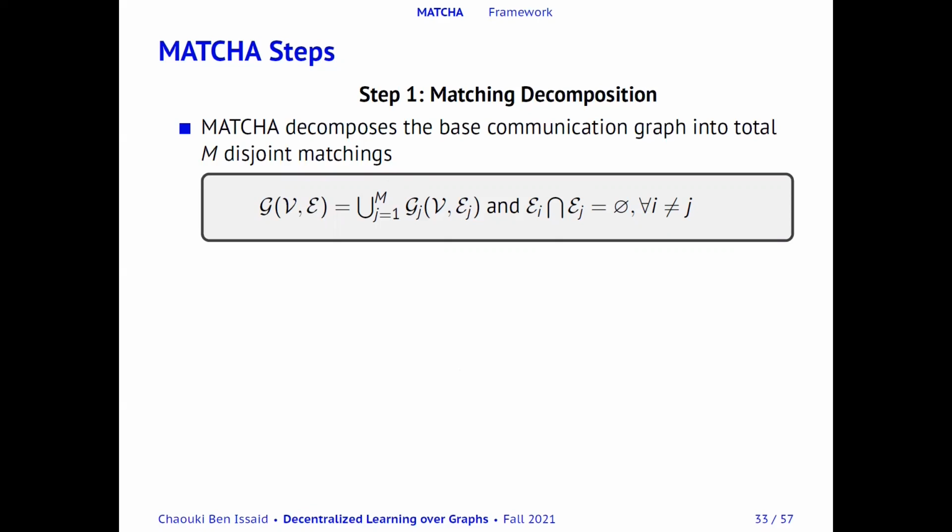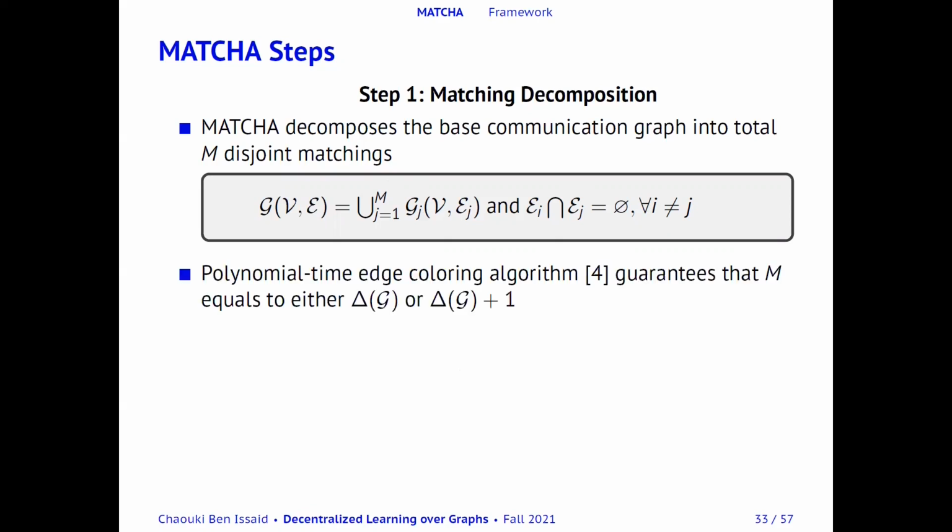While any matching decomposition algorithm can be used to find these matchings, one can use, for instance, the polynomial-time edge coloring algorithm in reference 4 that guarantees that M, the number of subgraphs, is equal to either the maximal node degree delta(G) or delta(G) plus 1.